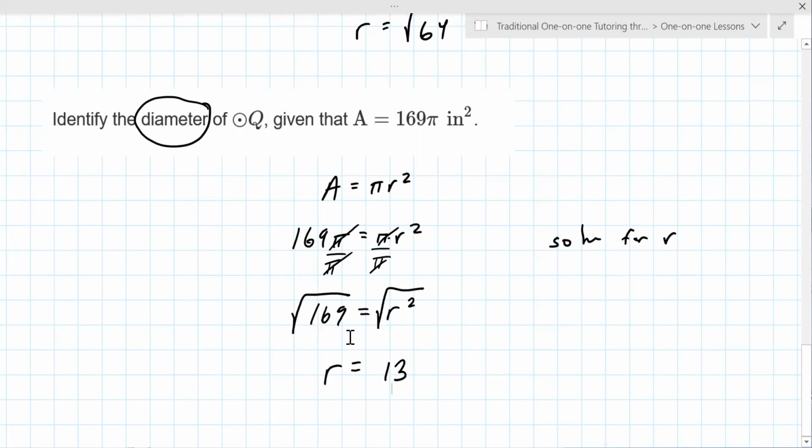This is 13. You should know the square root of 169 is 13. That's one you really want to know. Now we don't want the radius, we want the diameter. So what is the diameter? That's 26. Perfect. Very good. So we're going to move on to another thing here.